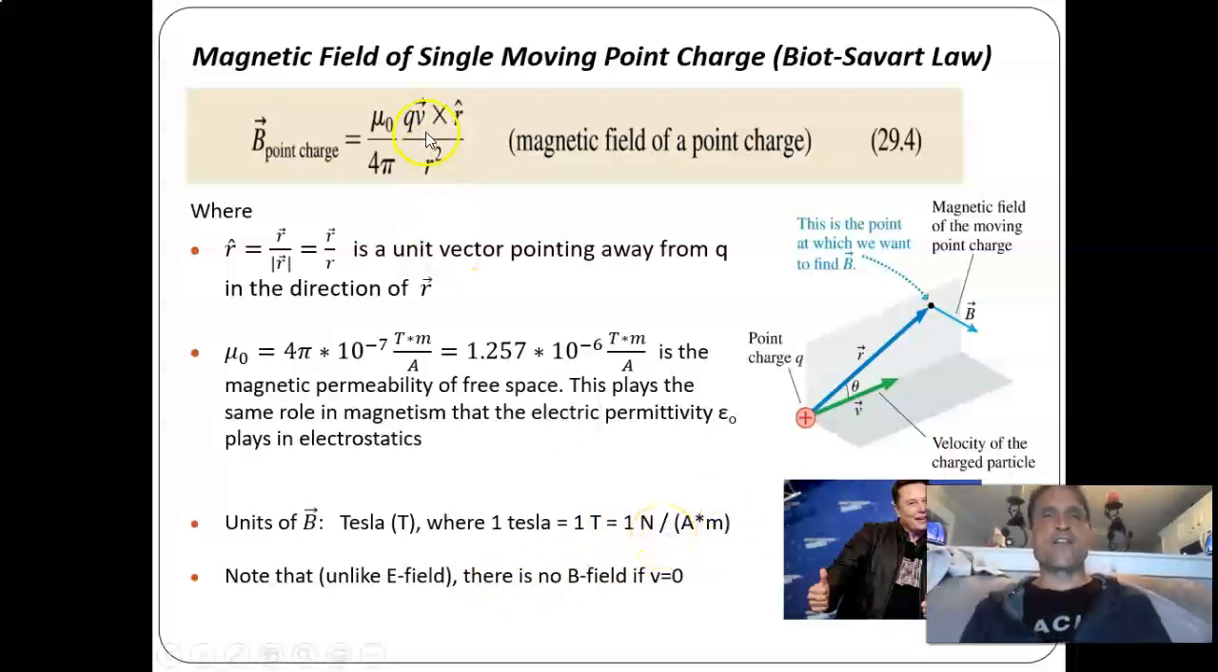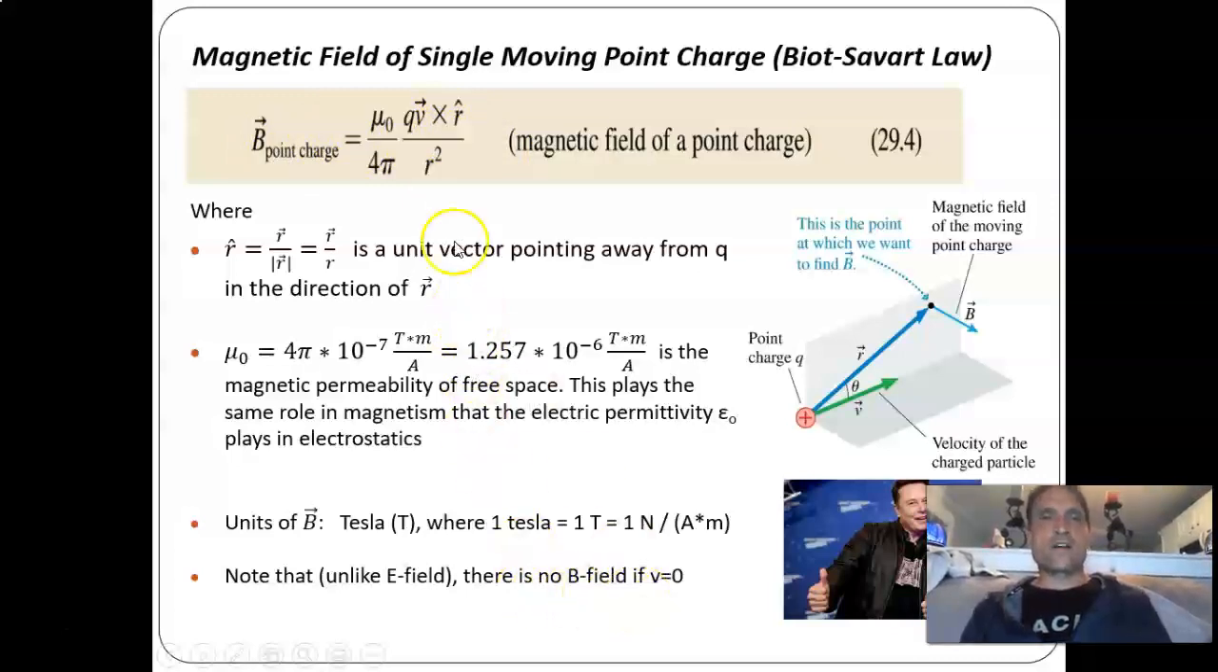And there's that cross product again. The direction of the magnetic field is in a plane perpendicular to the plane containing the velocity vector and the vector r, and its direction is given by the right-hand rule. This is why we studied cross products yesterday in lecture. So the direction of the magnetic field is given by the cross product here.